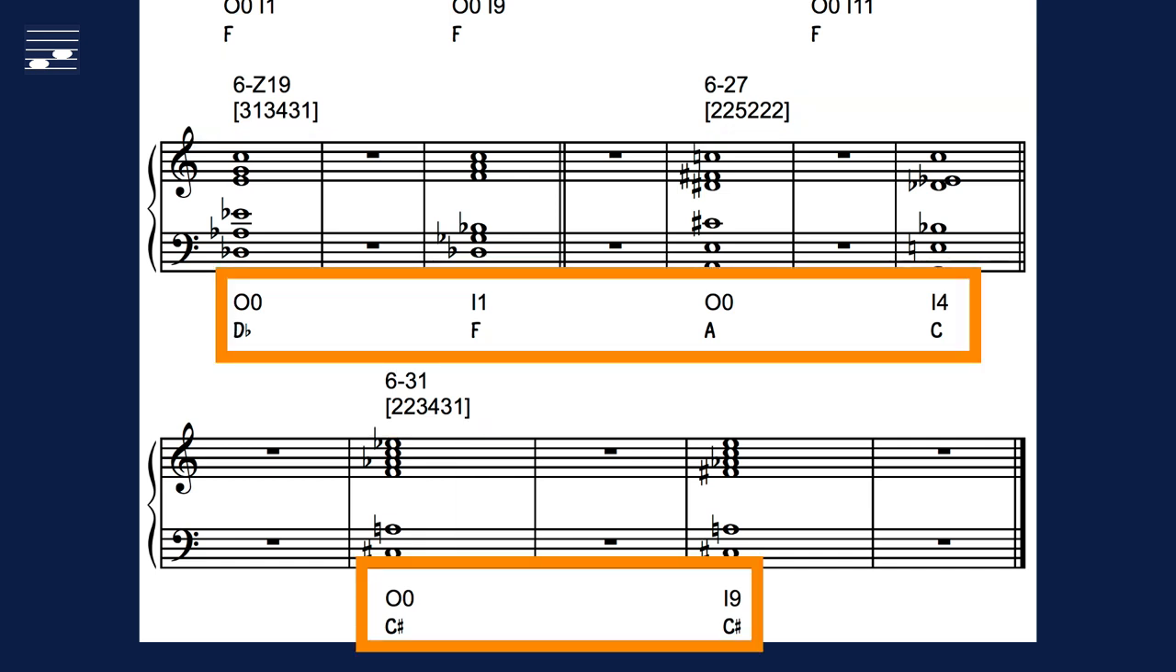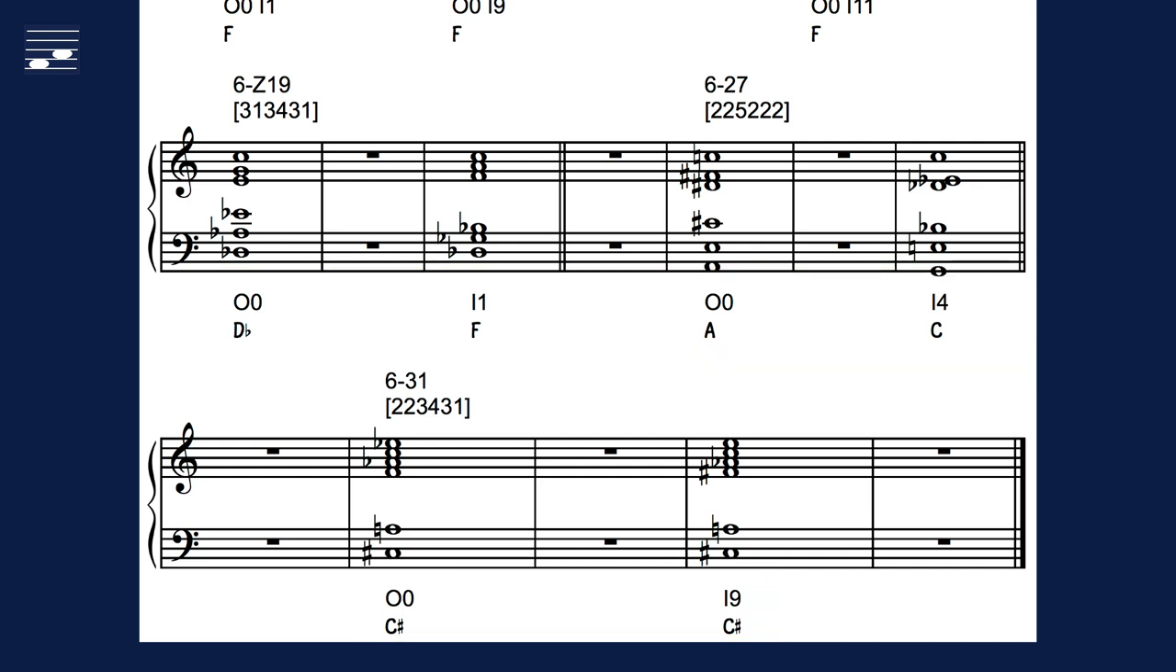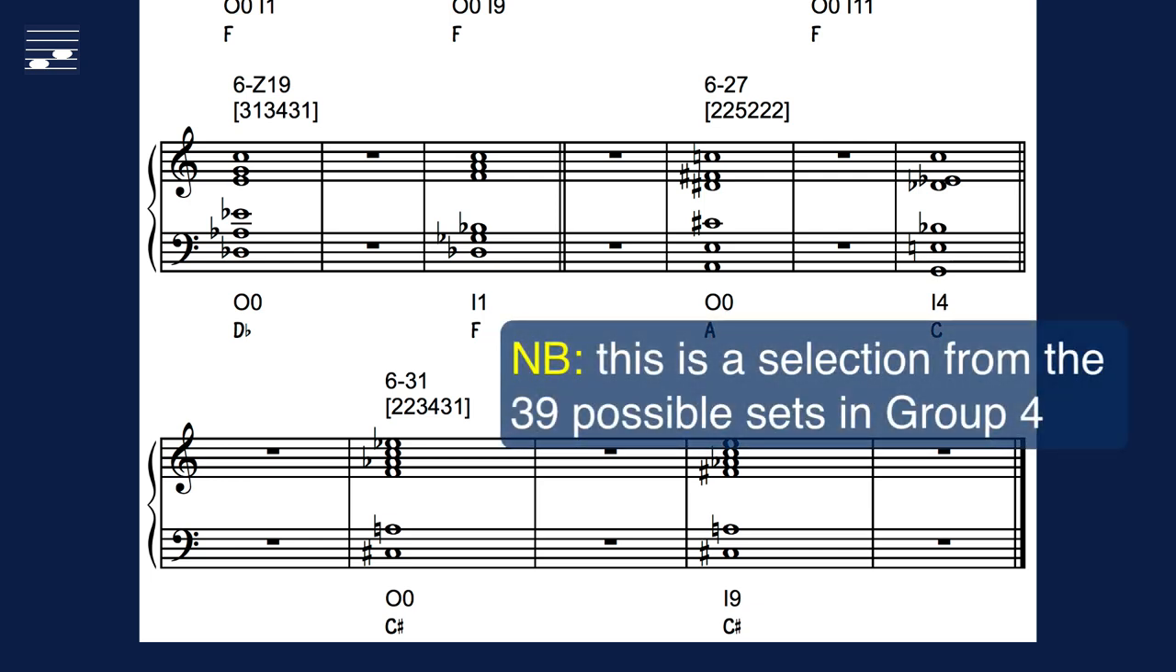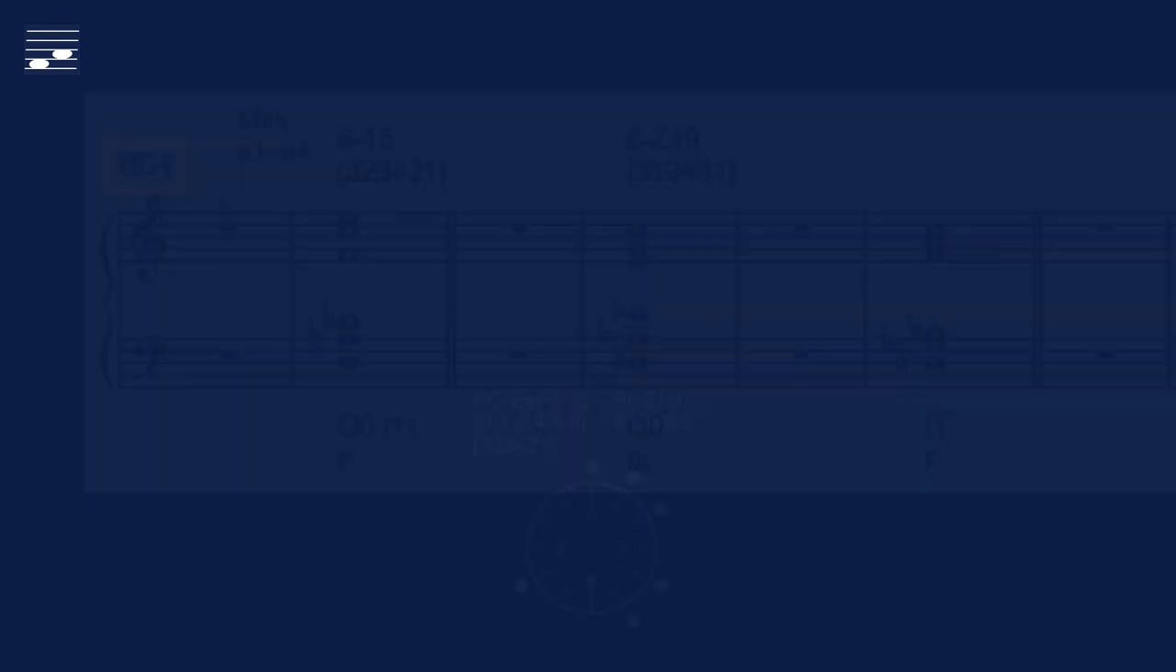Below the staff we see the original and inverted transposed form of the set. Note that now the Hindemith root pitch is not always in the bass part. These are inverted chord structures with reduced stability compared to their root position equivalents.